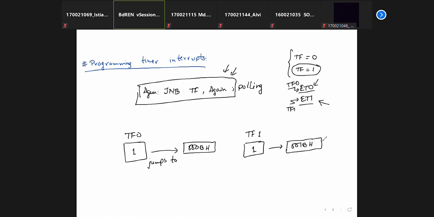So that means provided that these interrupts are enabled, your TF or timer overflow flag will automatically invoke the respective interrupts. That gives your MuC the liberty of not having this instruction. So during this time, your MuC can get engaged in doing some other work. So let us take an example, the first example in this chapter. I think that will make it very clear.